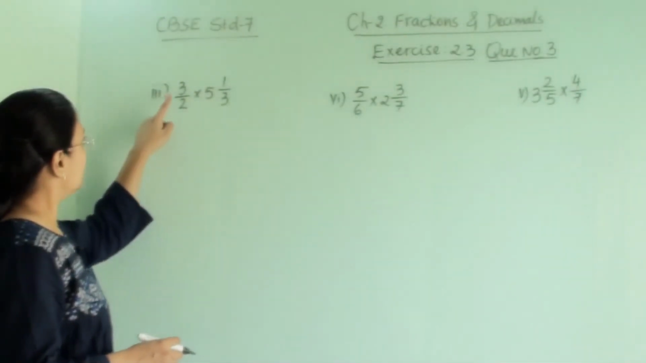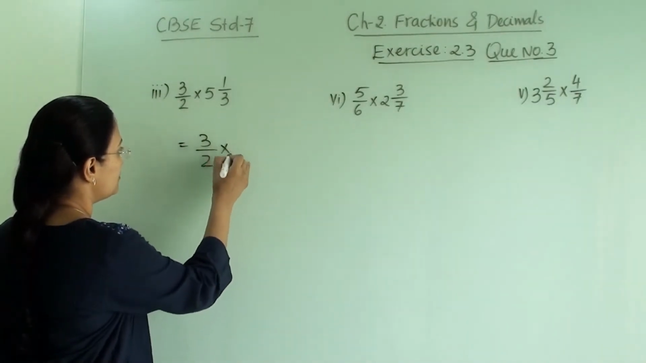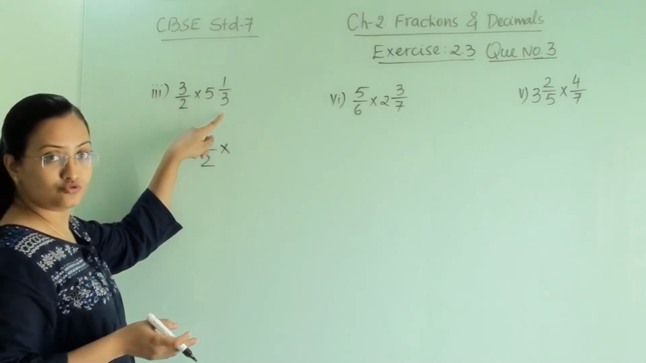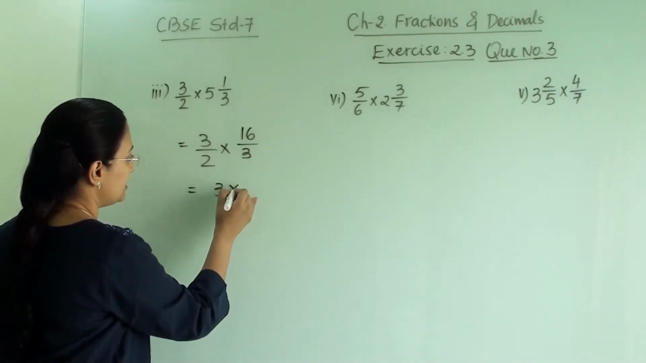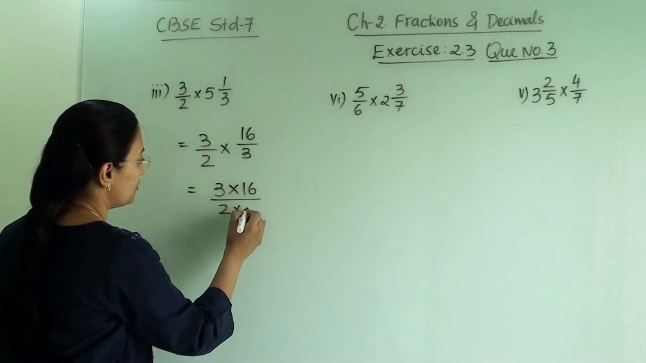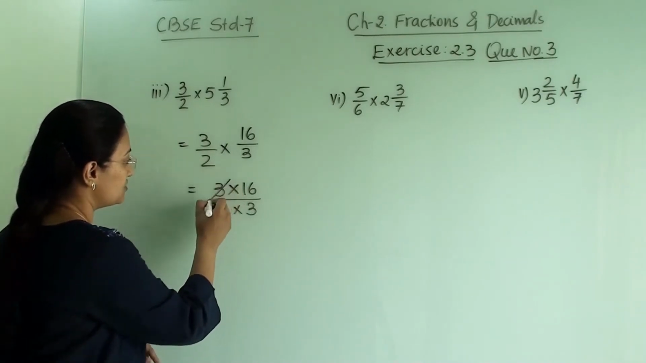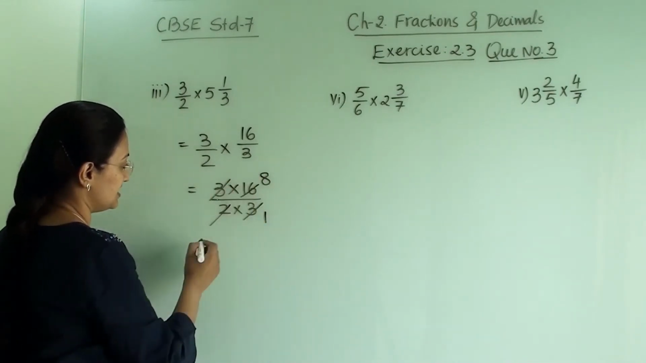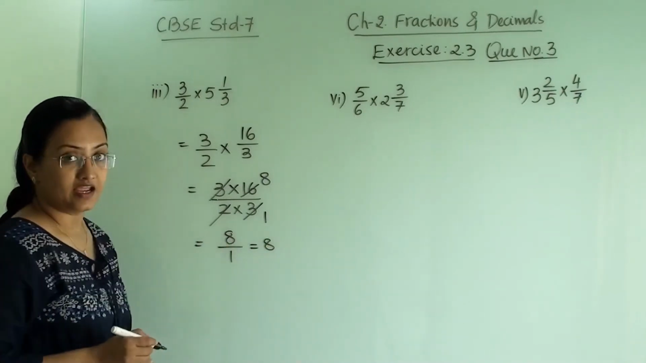Third numerical, 3 by 2 into 5 1 by 3. So let us write this 3 by 2 into. Now this is mixed fraction. We have to convert it into improper fraction. So 5 into 3, 15 plus 1 is 16. So here it is 16 divided by 3. So let us write this 3 into 16 divided by 2 into 3. Now first we will see whether we can reduce anything here. Yes, we can reduce that. 3 1s are 3 and 16. So 2 8s are 16. So here we will get 8 divided by 1. So it is whole number 8.